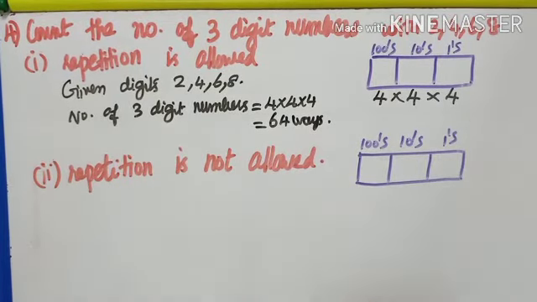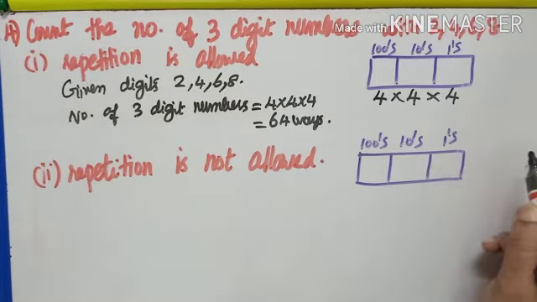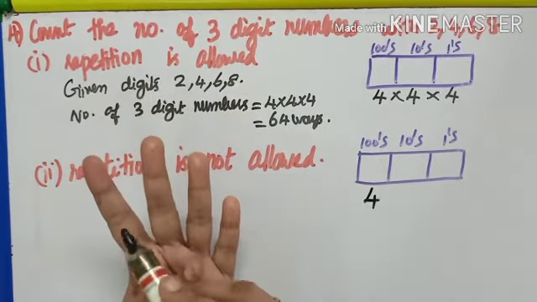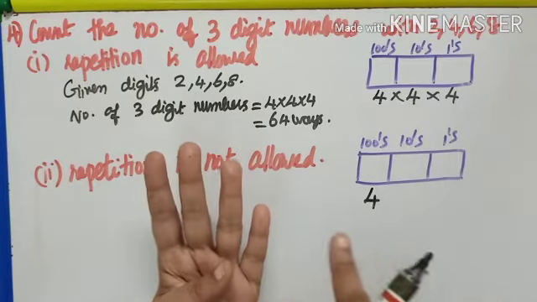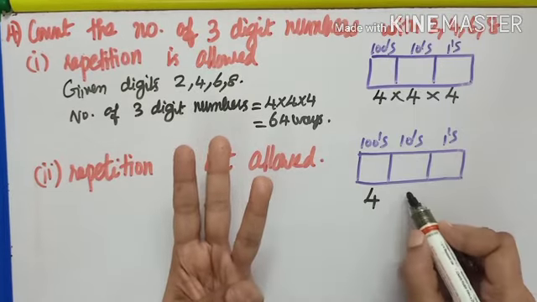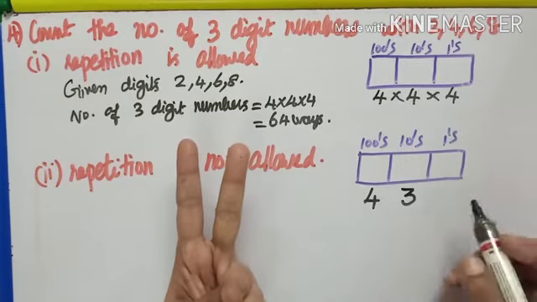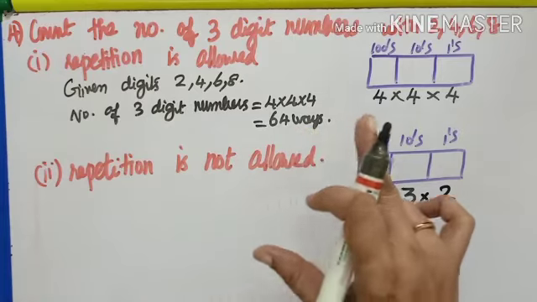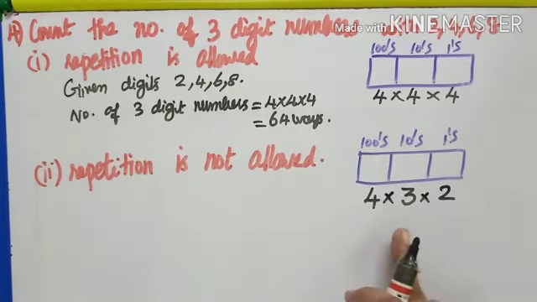Repetition is not allowed tells me hundreds, tens, ones place to be filled. Hundreds place: there are 4, any of the 4 will come, so 4 ways. Repetition not allowed, so the number here should not come again. How many in my hand? 3, so only 3 can come. Again repetition not allowed, only 2 remaining. Understand the idea? Repetition allowed, it is 4 into 4 into 4. Repetition is not allowed, it is 4 into 3 into 2.